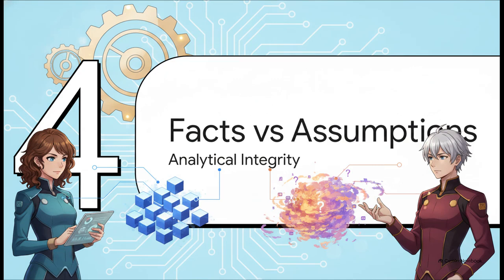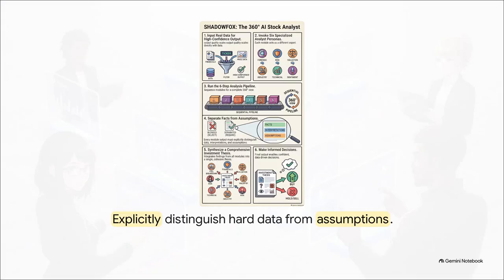Section 4. Facts versus assumptions. This brings us to the single most important rule of the Shadowfox system. If you take away absolutely nothing else from this explainer today, remember this mandate: analytical integrity. To kill AI hallucination dead in its tracks, every single module output must sort information into 3 strict buckets: facts, interpretations, and assumptions. Or as the framework sometimes calls them, investor watch points.